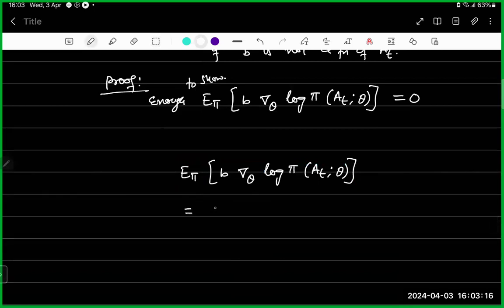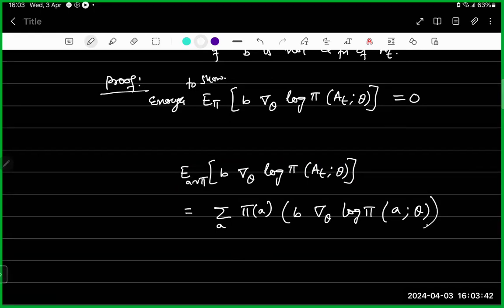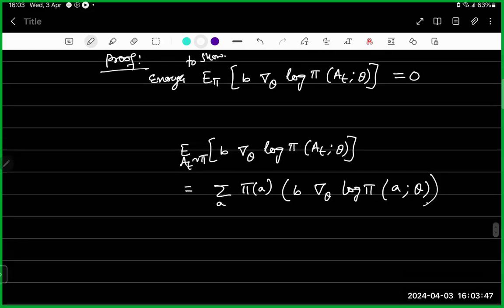So what can I write this as if I want to expand this? This is like phi of a into p del theta log pi of a, where A is sampled according to pi. So this is the value, and if b is not a function of a, if b doesn't depend on a, then I can pull that out of the summation.